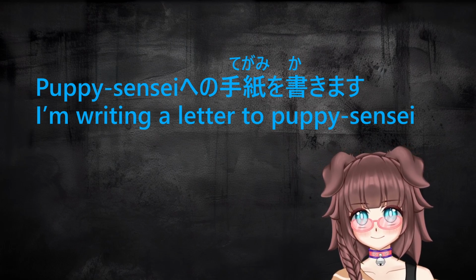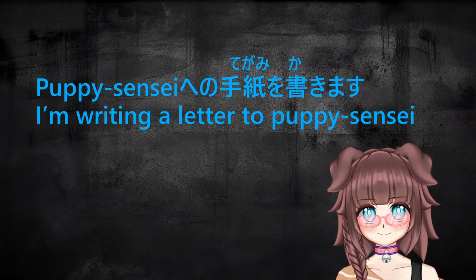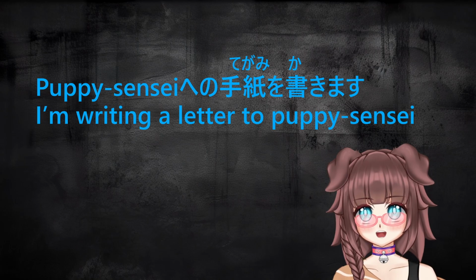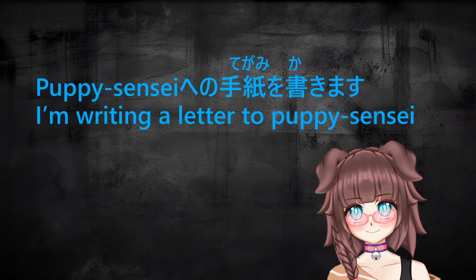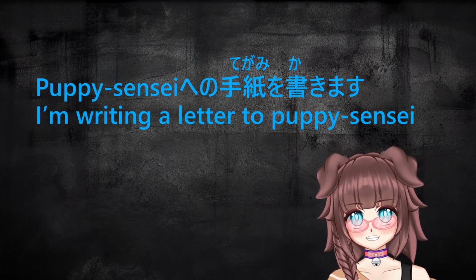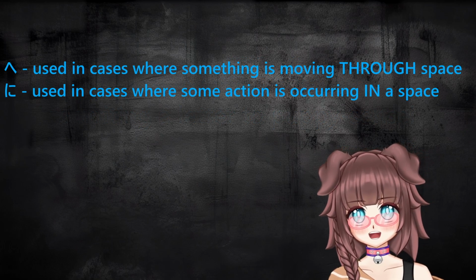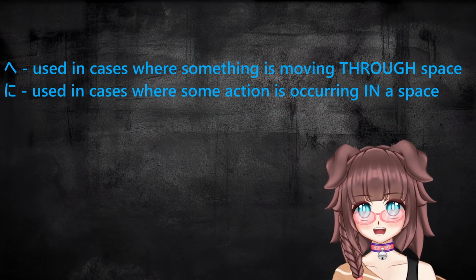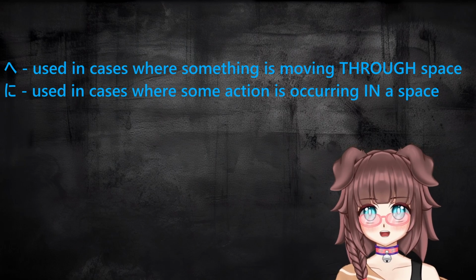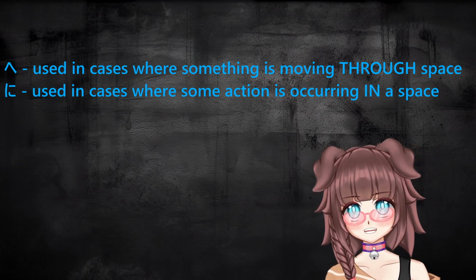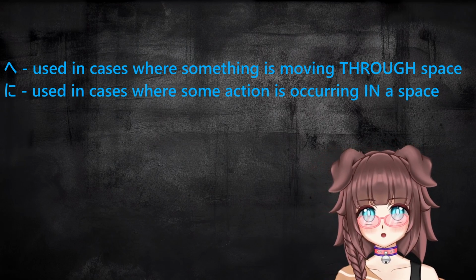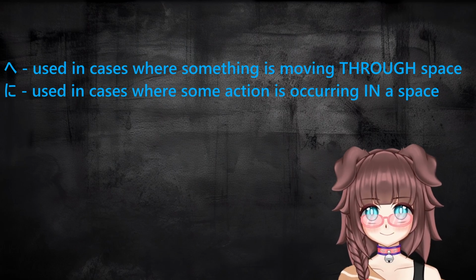Ultimately, though, we're once again seeing that e is being used to mark something as moving through space. It's moving in a direction, and it's moving in the direction of Puppy-Sensei. I think this brings us back full circle to e being used in cases where something is moving through space, and ni being used in cases where something is occurring within a space.